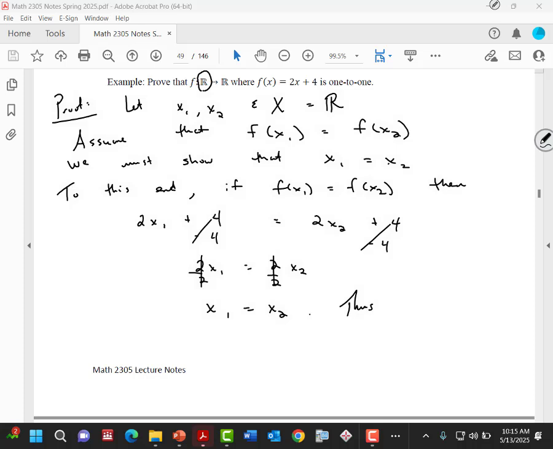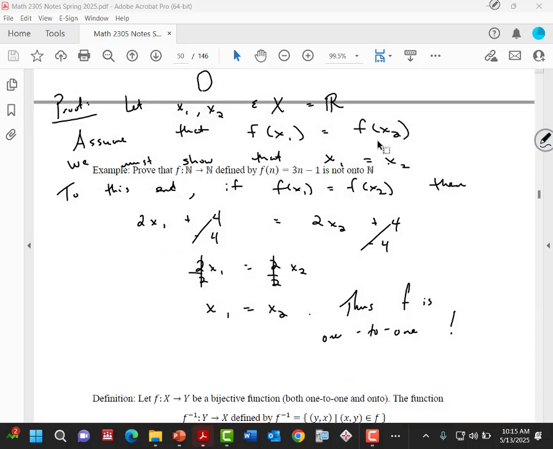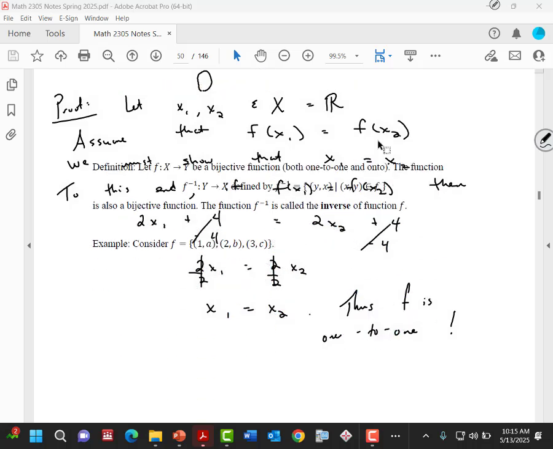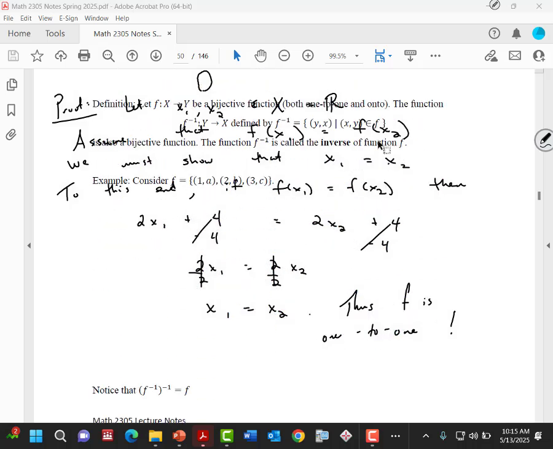Thus, f is 1-to-1. So there we have it. We proved using the definition that this function is 1-to-1. Okay, let's slide to the next page and take a look at a different definition.